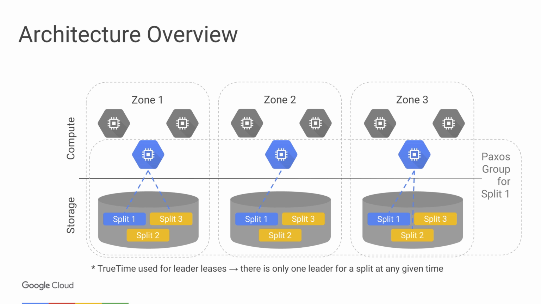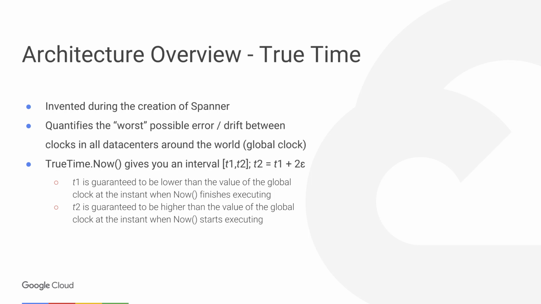So here in this example, I have split one. I have in each zone 1 compute node that's responsible for that split one. And then from these 3 nodes that are responsible for split one, I need to pick a leader. So in this case, we use Paxos, which is a consensus algorithm, to choose a leader in this group. But as I mentioned, it's really important that we never have 2 leaders for a split. So how do we do that performantly? And that's where TrueTime is coming in. So you see, TrueTime is something that we invented inside Google to be able to have something like a global wall clock time. So let me talk a little bit more about TrueTime.